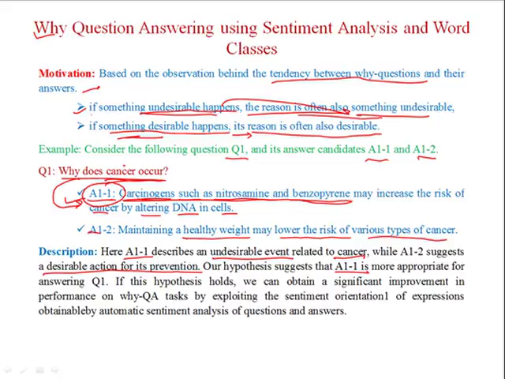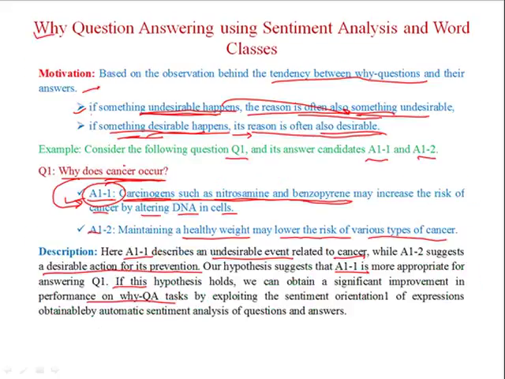If this hypothesis holds, then we can obtain a significant improvement in the performance of why question answering. So it is based on such kinds of concepts. There are two concepts behind it: undesirable happens, then undesirable reason; desirable happens, then desirable reason.